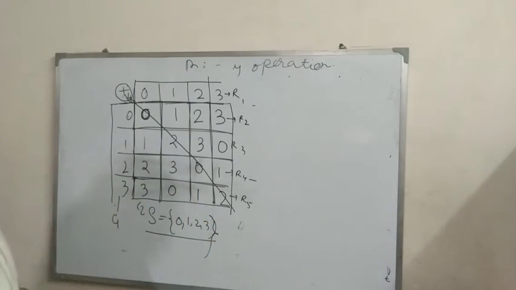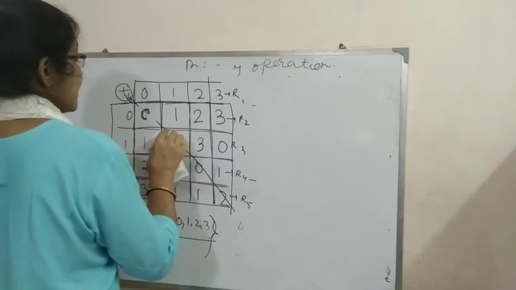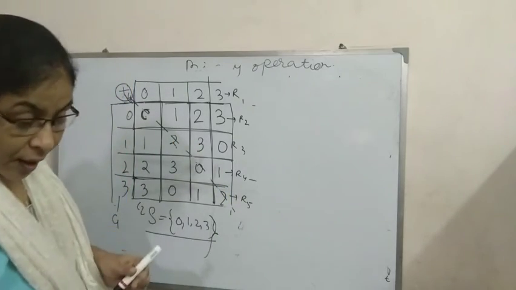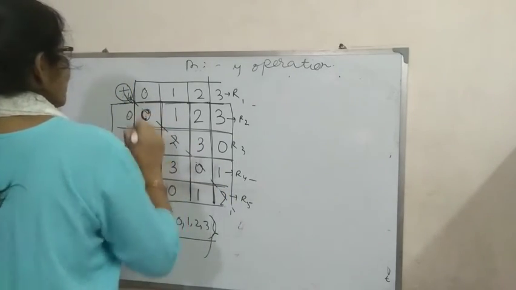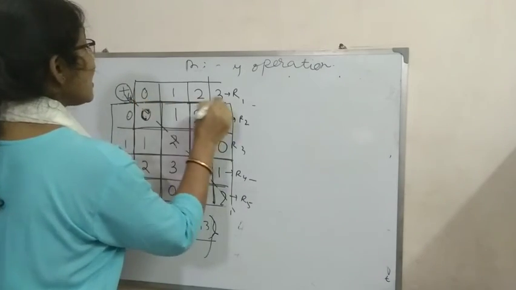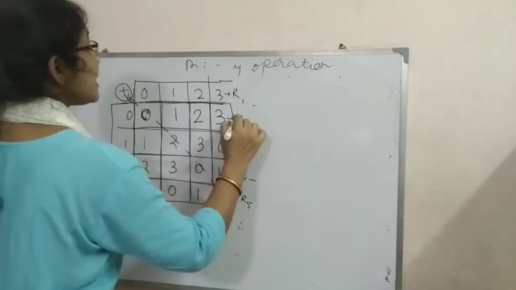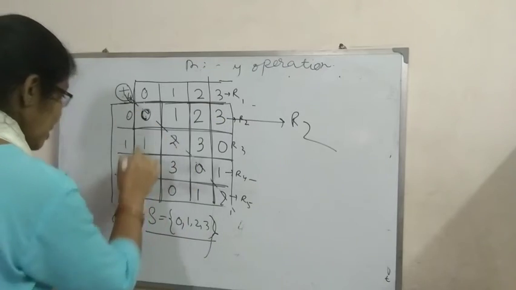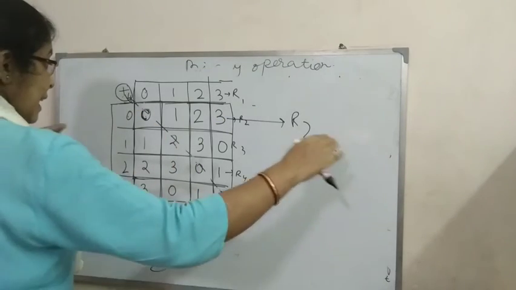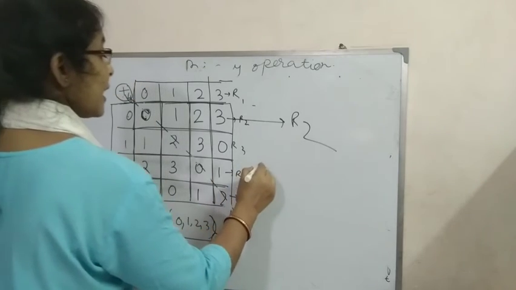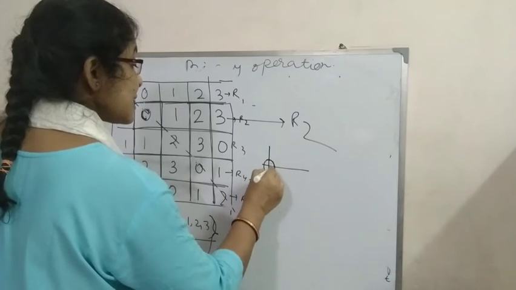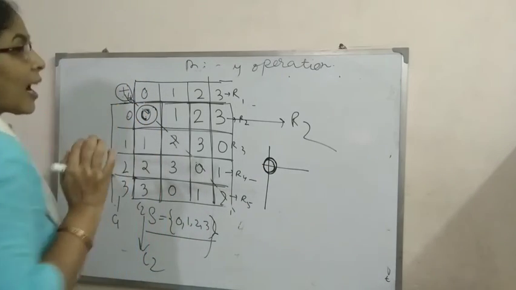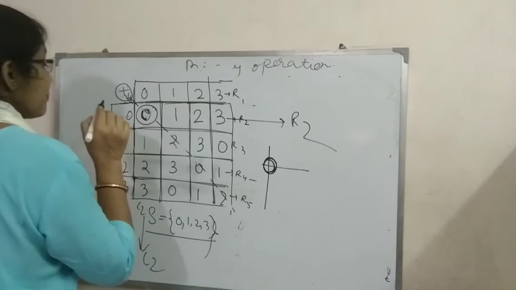And next, for identity, which row and which column is similar? This row is similar. That means R2 is similar. 0 1 2 3, 0 1 2 3. This is column 2. The connecting point of R2 and C2 is 0. This is the identity element.